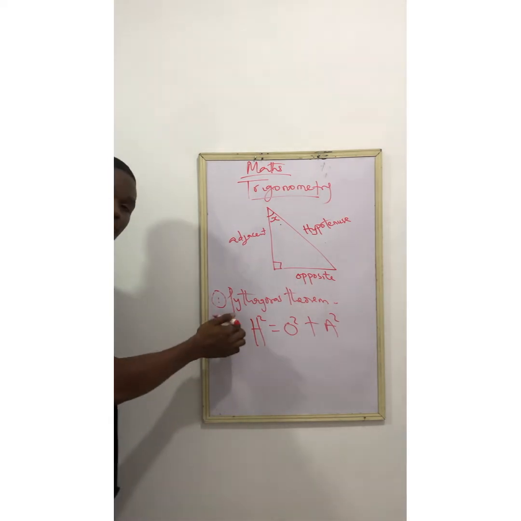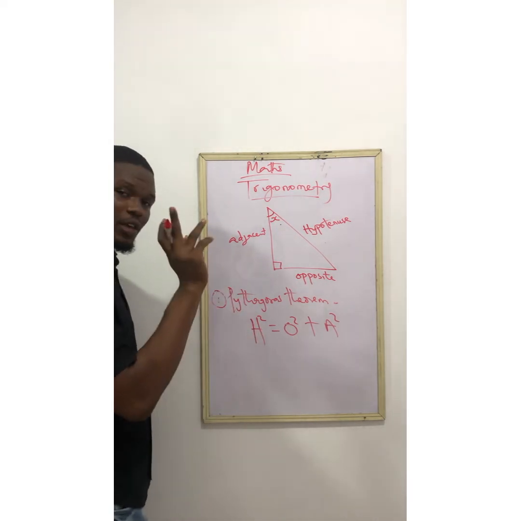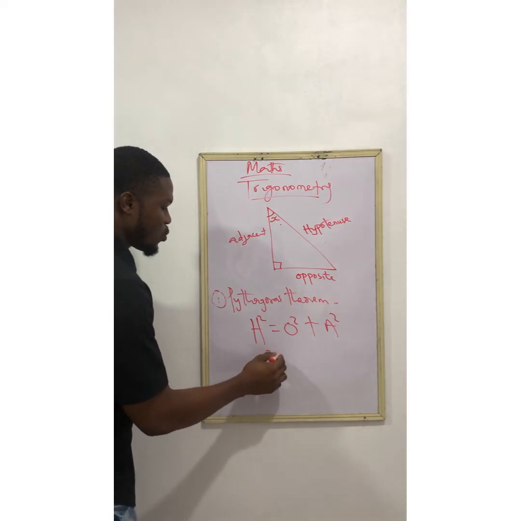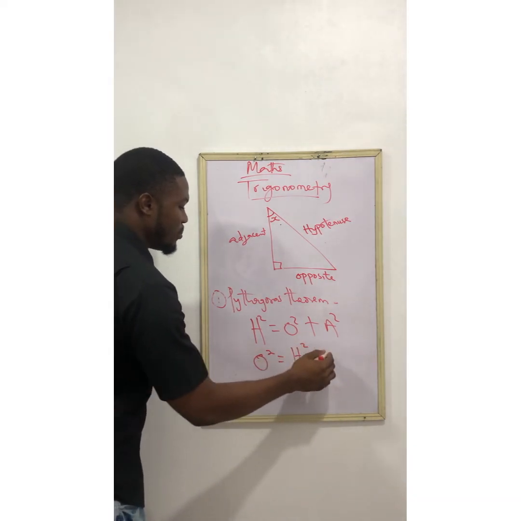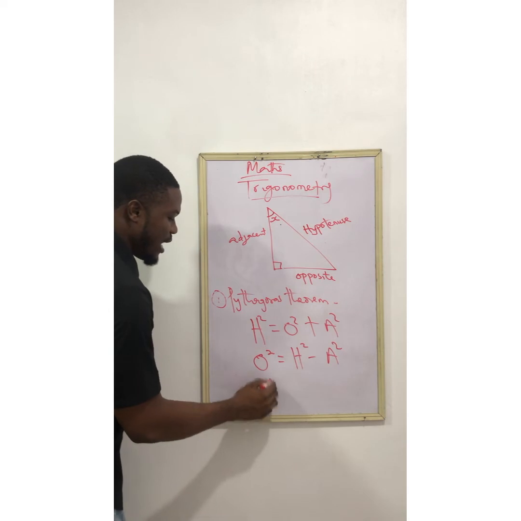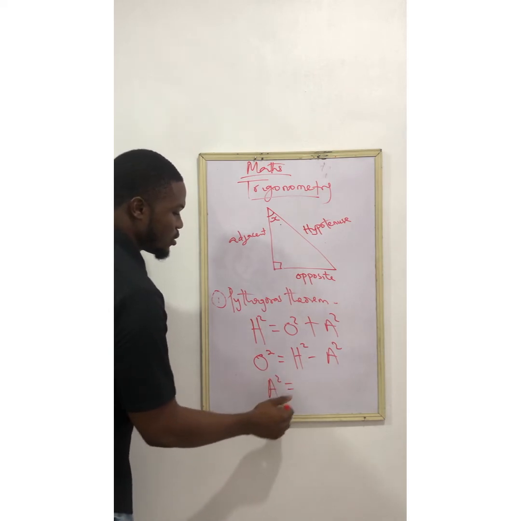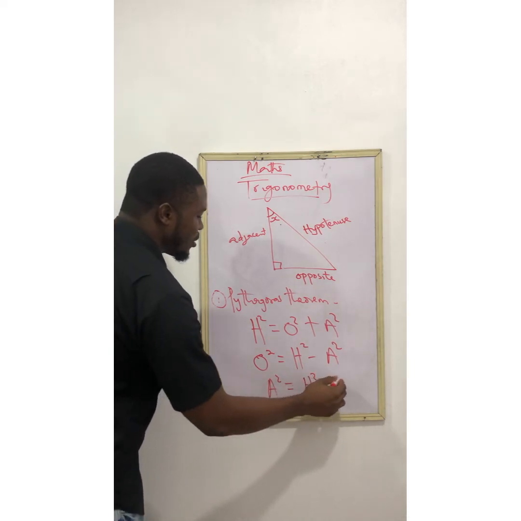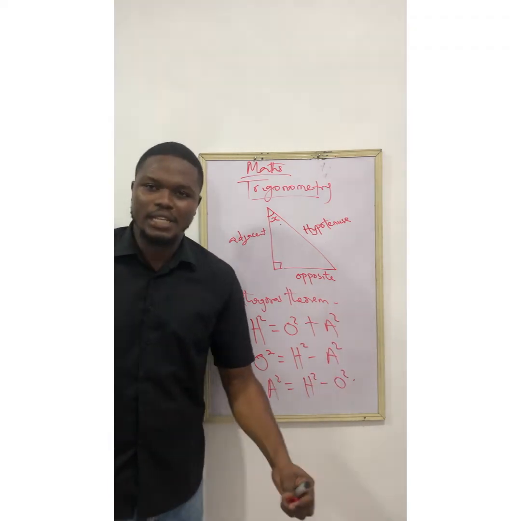Now, if you're looking for the hypotenuse, this is the formula you use. If you're looking for the opposite, it is going to be equal to hypotenuse squared minus adjacent squared. And if you're looking for the adjacent, it is going to be equal to hypotenuse squared minus opposite squared. We'll look at an example.